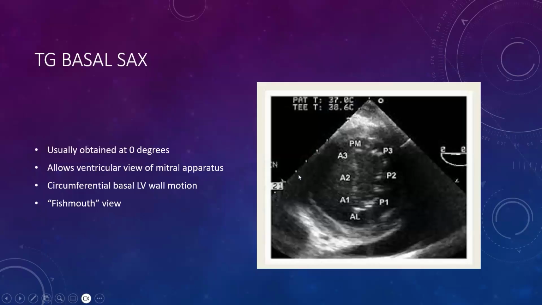Now we go down into the stomach. Whenever I'm doing an exam, I tend to start in the esophagus and then go to the stomach. So as we go into the stomach, you'll note that these views are labeled TG or transgastric. So transgastric basal short axis, sometimes called the fish mouth view, it looks like a fish mouth. It's a very good view of the submitral apparatus, and it's a basal view. You can get assessment of the LV wall motion in a basal view.